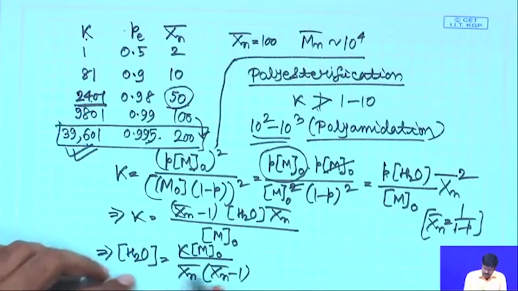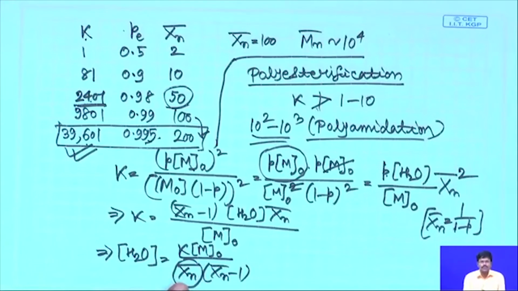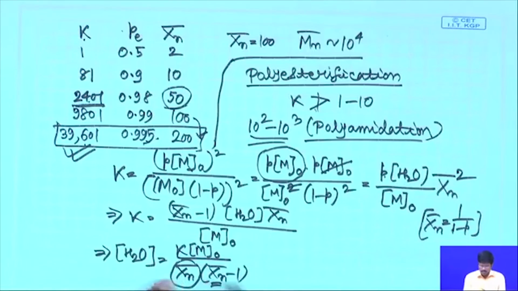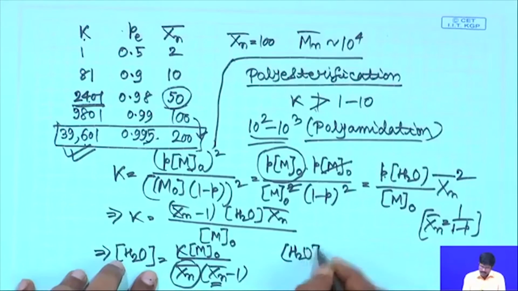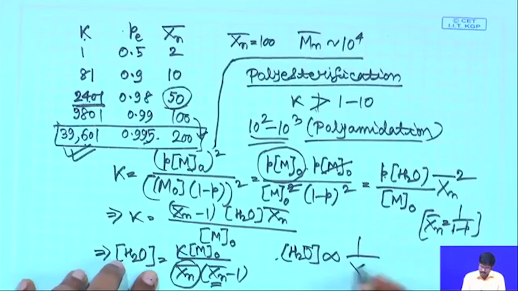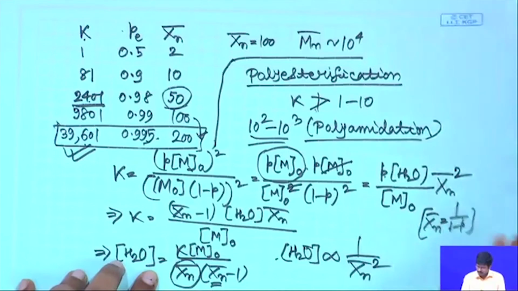So, it shows that in order to get a higher value of degree of polymerization, you need to remove more water. So, the lower is the concentration of water at equilibrium, the higher is the value of this degree of polymerization. So, basically this Xn bar you want very high. So, Xn bar minus 1 is close to Xn bar. So, typically the concentration of water is proportional to 1 divided by Xn bar square.